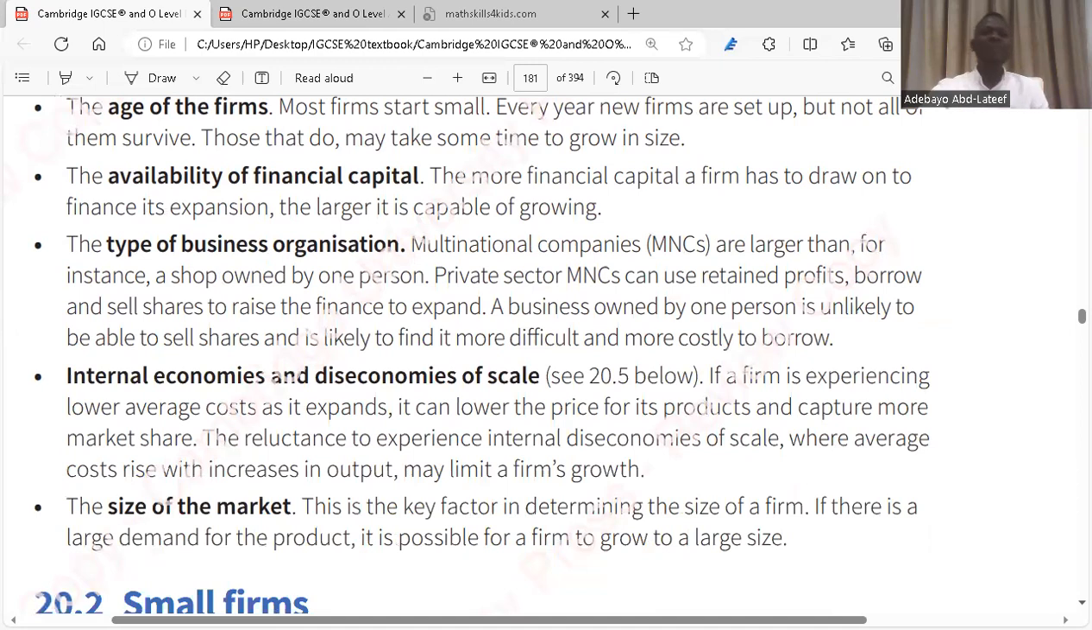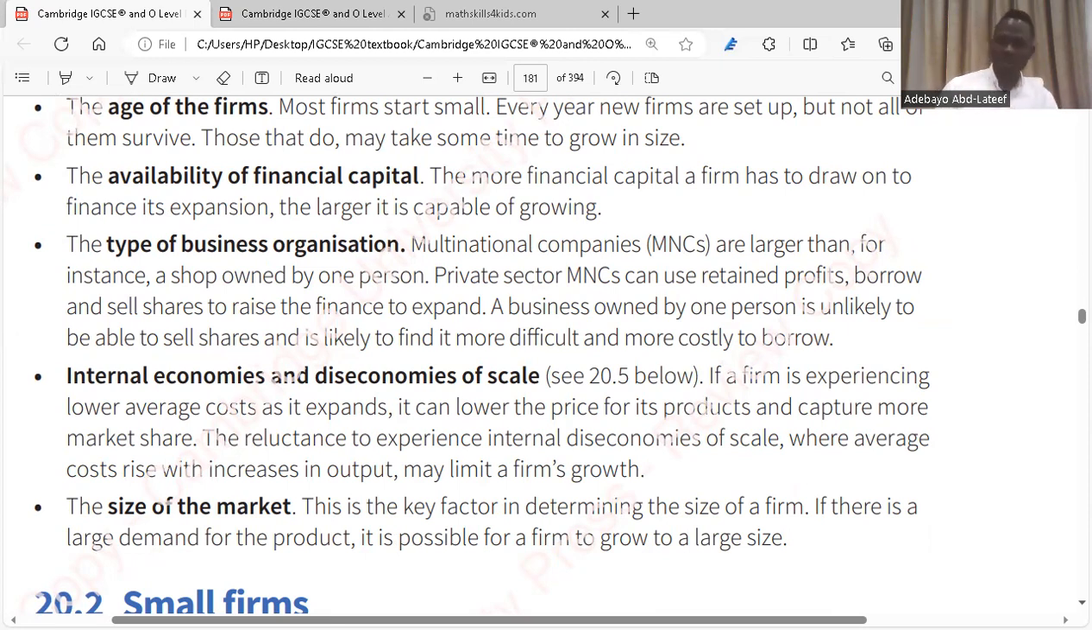The third point, the type of business organization. Is it a multinational? Is it privately owned? Is it a public limited company? Is it a private limited company? Is it a sole trader? Is it a partnership business? So you can measure the size of the business based on its, we call it, legal structure.